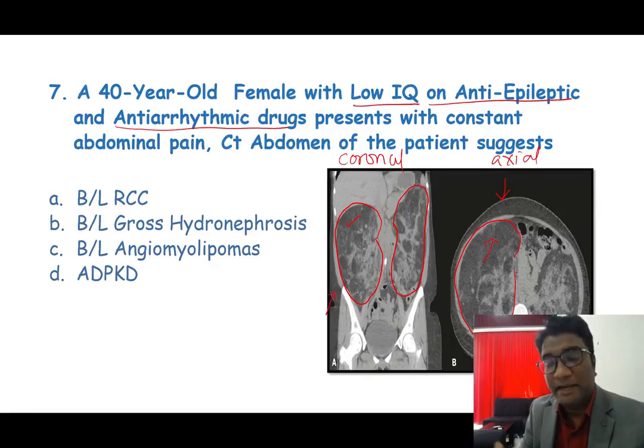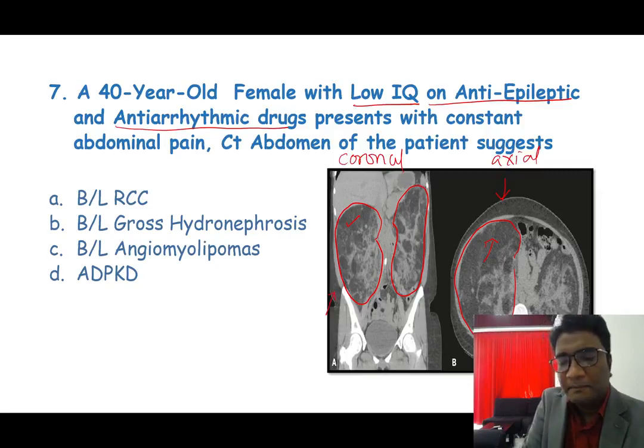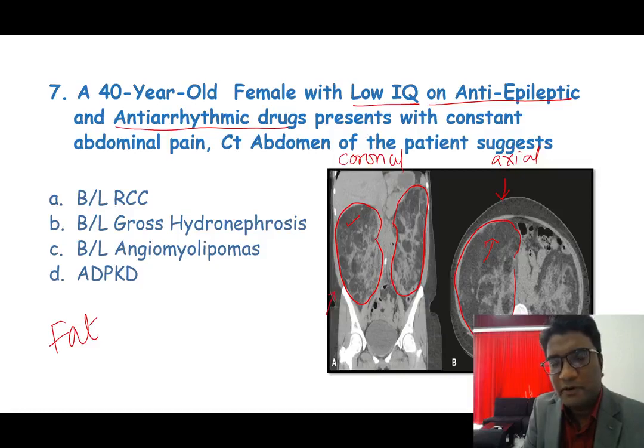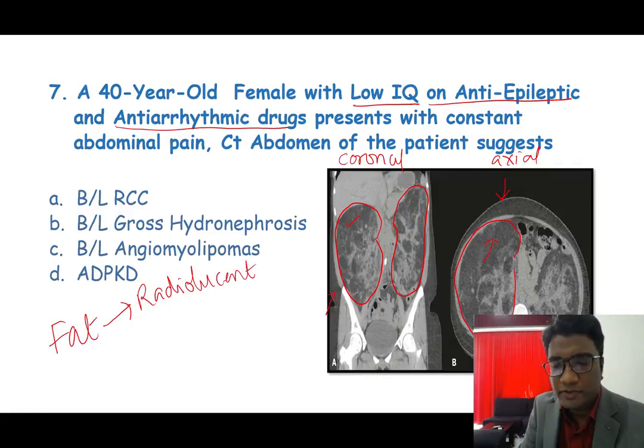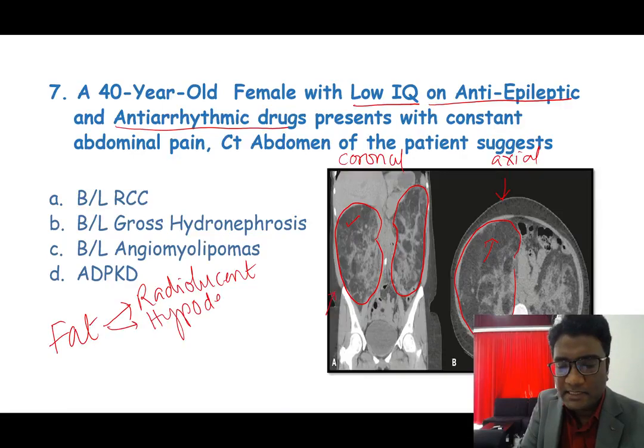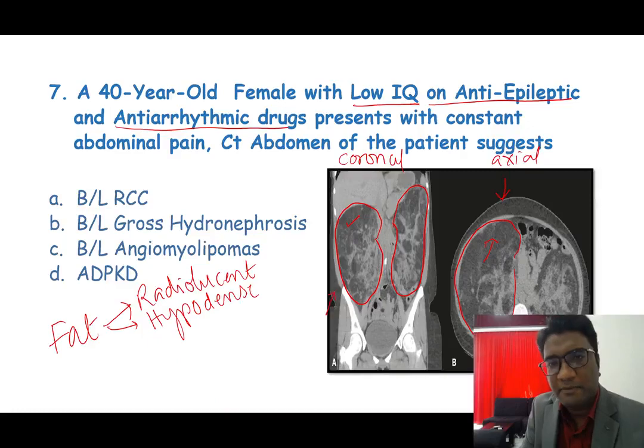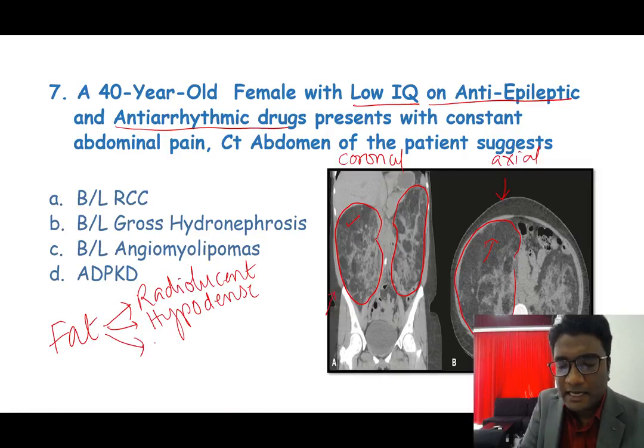So such hypodense areas, bilaterally they are hypodense areas. That means there are fat containing areas. Please remember how fat appears on radiology. This is very important, very basic to remember. Fat is radiolucent. That means it will appear black on X-rays, right? On the radiographs, it appears black. Fat is radiolucent. Fat is hypodense. That means it appears dark on CT scan, right? Fat appears hypodense.